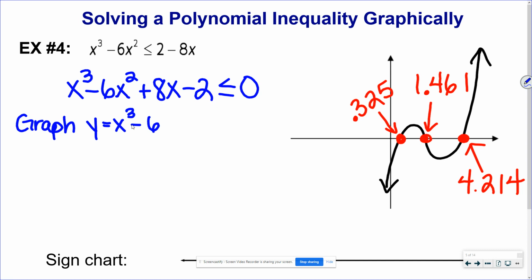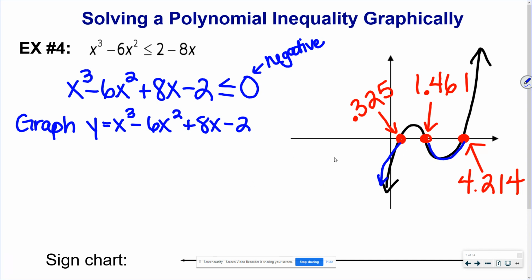You're going to graph y equals x to the third minus 6x squared plus 8x minus 2. And when you graph that, you're going to get this function over here that kind of looks like a cubic function. So then from this point, you need to read your question again. It does say, when is the polynomial less than or equal to 0. And so again, less than or equal to 0 means when is that function negative? So graphically, you're just looking for when the line is below the x-axis. So it would be those two blue areas.